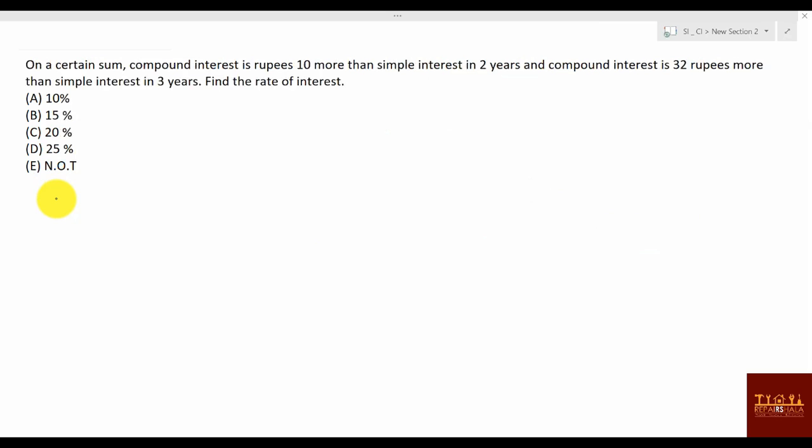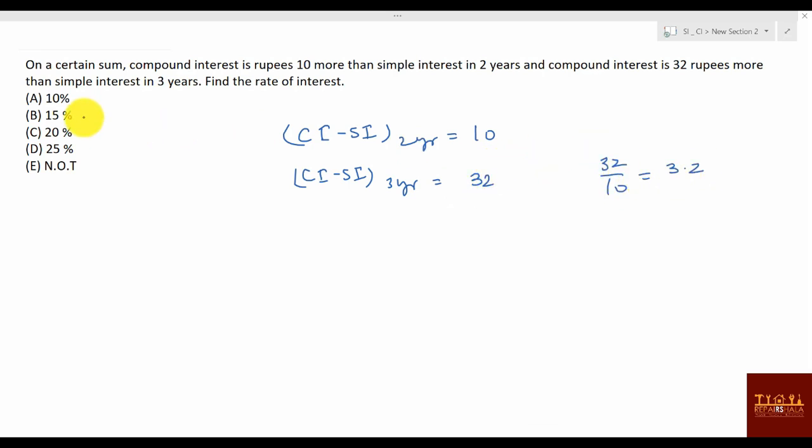Okay, next. This one. On a certain sum, compound interest is rupees 10 more than the simple interest in 2 years. So what actually they have given? CI minus SI for 2 years value is given as 10. And CI minus SI for 3 years, it is given how much? 32 more, right? So what is the rate of interest? You can say 32 by 10, that is 3.2. 3.2 means 20%. Believe me, people who don't have those standard values will take a lot of time in solving this question.